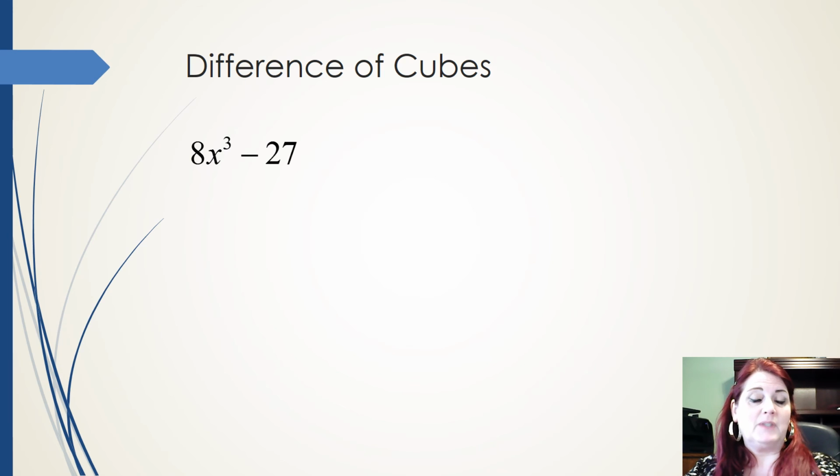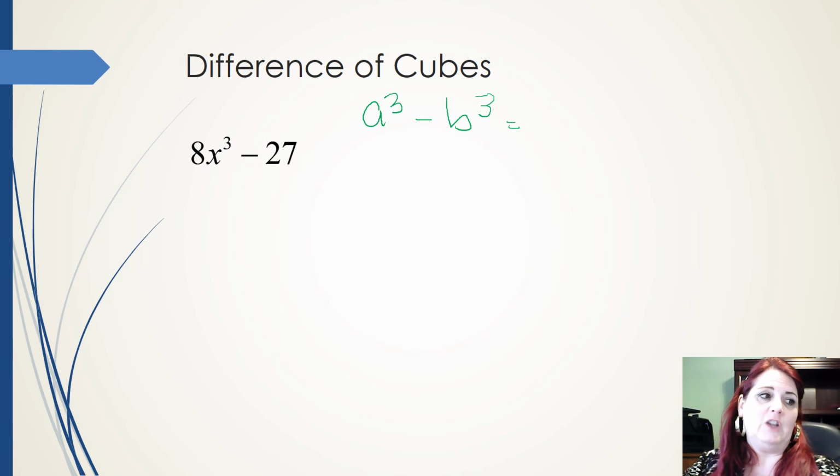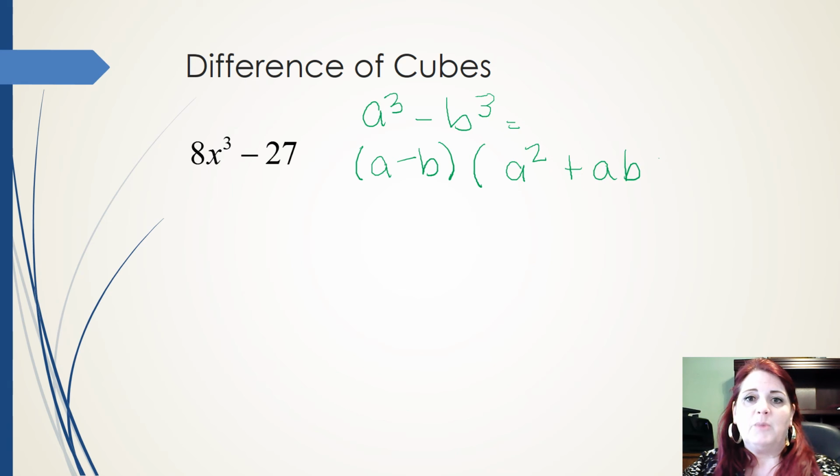So as promised, here's one of the other patterns. If you have a perfect cube and you're subtracting a perfect cube, you can factor this into, and this one's a little long, a minus b is the first one, but this next one is a trinomial. It's a squared plus ab plus b squared.